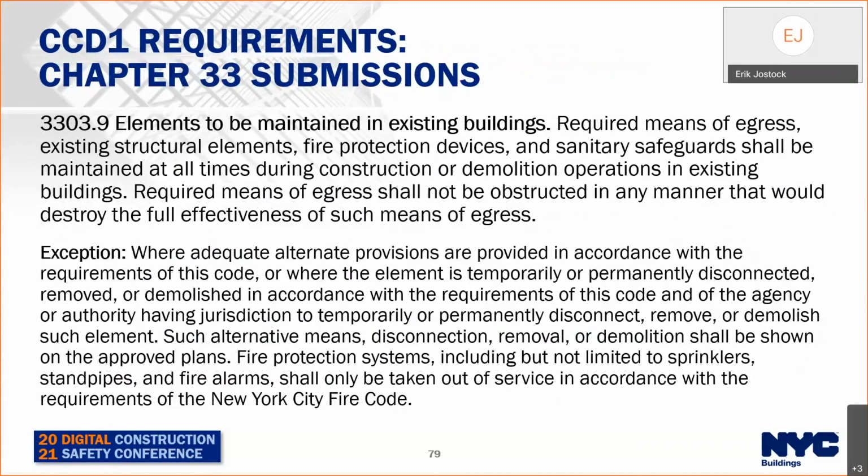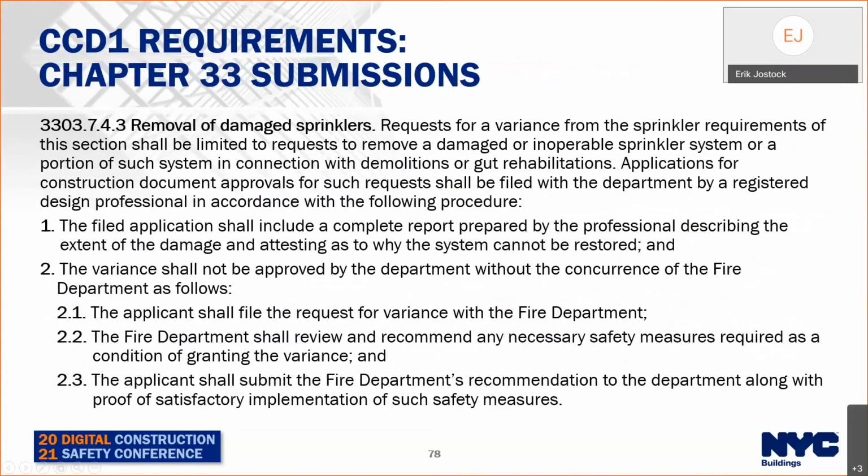Okay, so let's go back one. A variance of any code section can be requested, but there are sections of Chapter 33 that speak specifically to the requirements for the consideration of these requests. One example is removal of damaged sprinklers. So the code gives you instructions for how to request this.